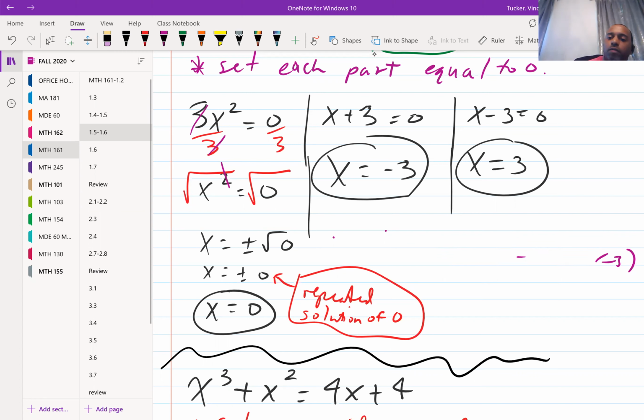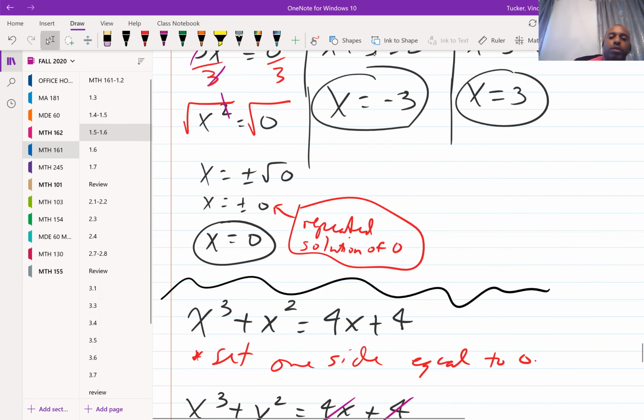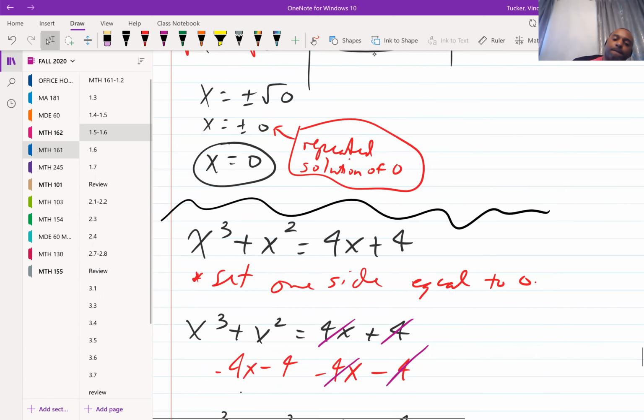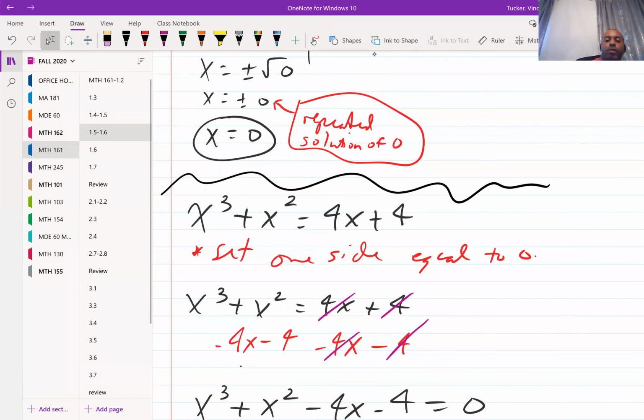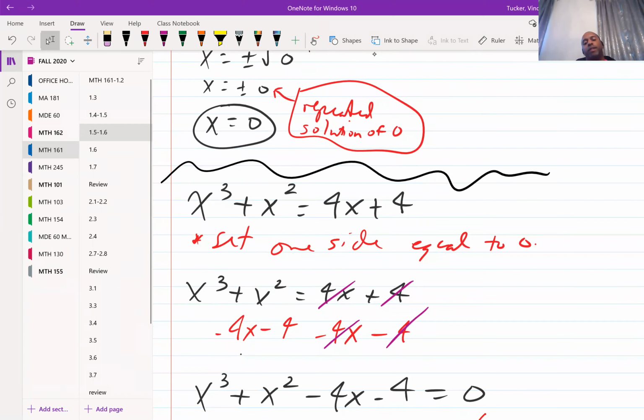All right. So next one, x cubed plus x squared equal to 4x plus 4. Once again, we want to set one side equal to 0. So if we subtract 4x and subtract 4 from both sides, that will give us x cubed plus x squared minus 4x minus 4 equal to 0.